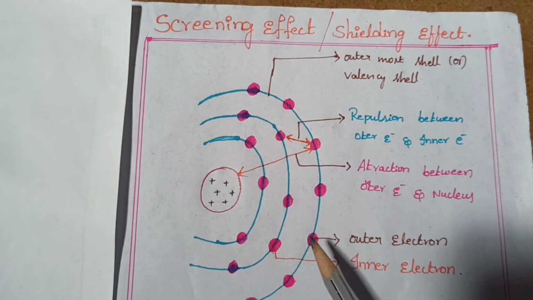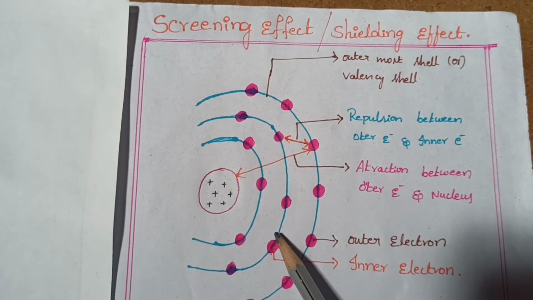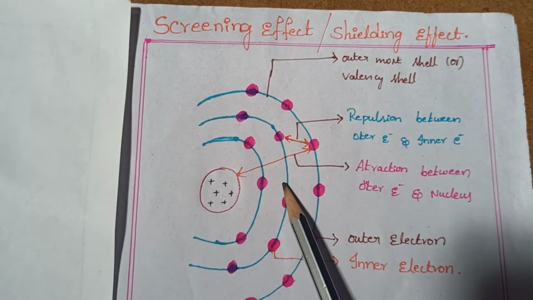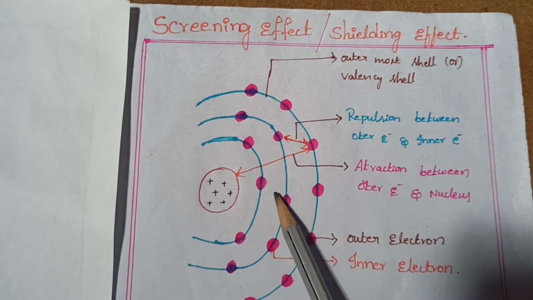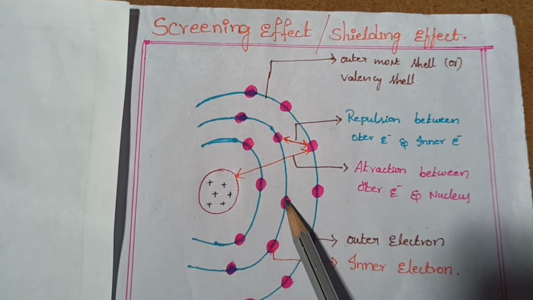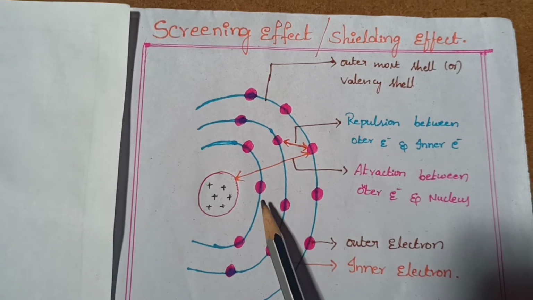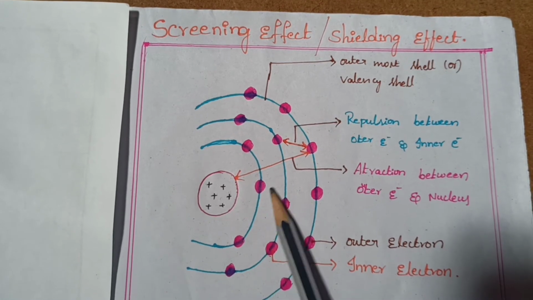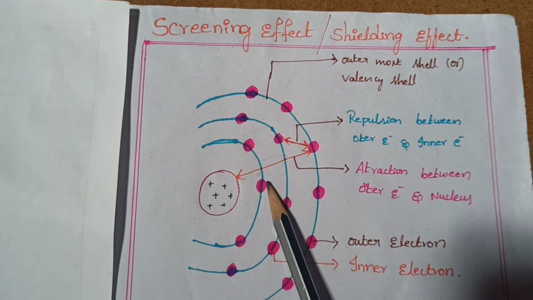So in a multi-electron atom, what will happen? The electrons present in the inner shells form a screen. So what is our concept? The screening effect or shielding effect. The electrons present in the inner shell form a screen like this. We already know what a screen is. These inner electrons are forming a screen.